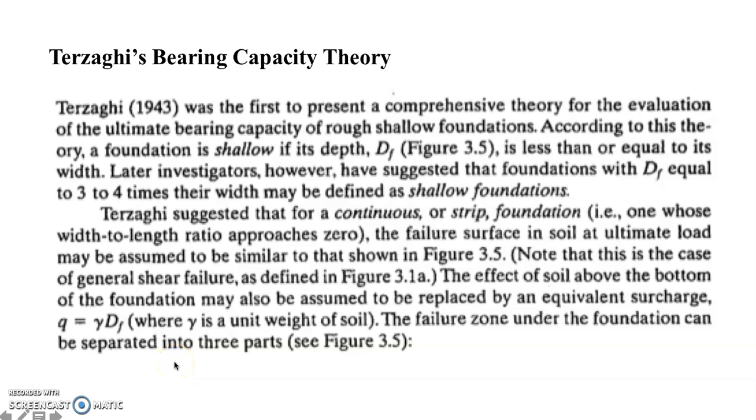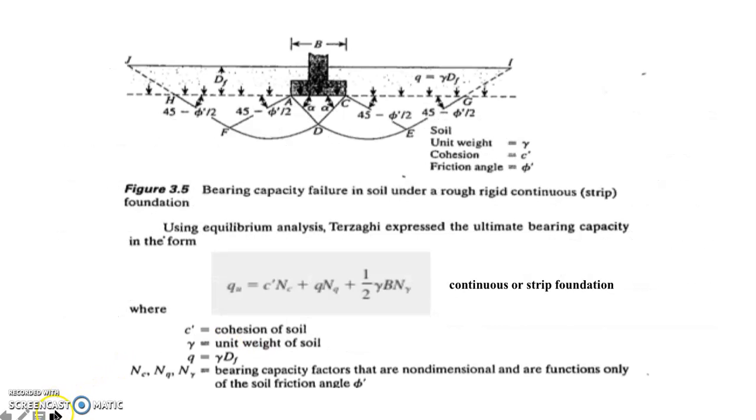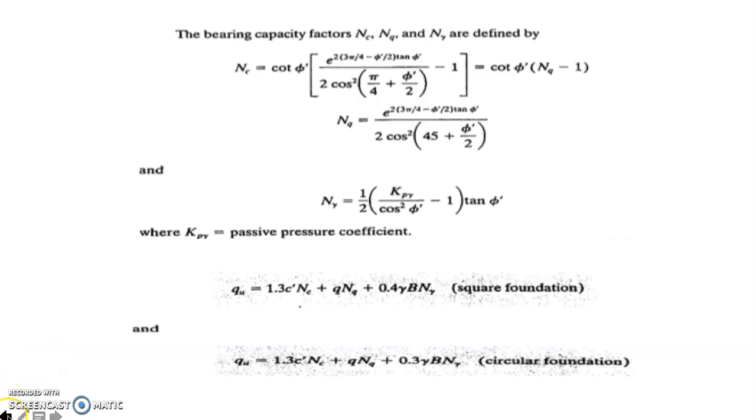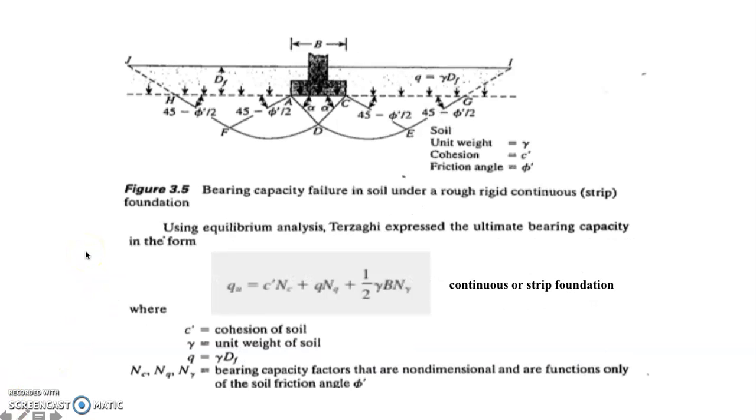The failure zone under the foundation can be separated into 3 parts. We have here the illustration for the bearing capacity failure in soil under a rigid continuous strip foundation. This was studied by Terzaghi. Based on his equilibrium analysis, Terzaghi expressed the ultimate bearing capacity in the form of this equation. He proposed that for a continuous or strip foundation, this is the equation.